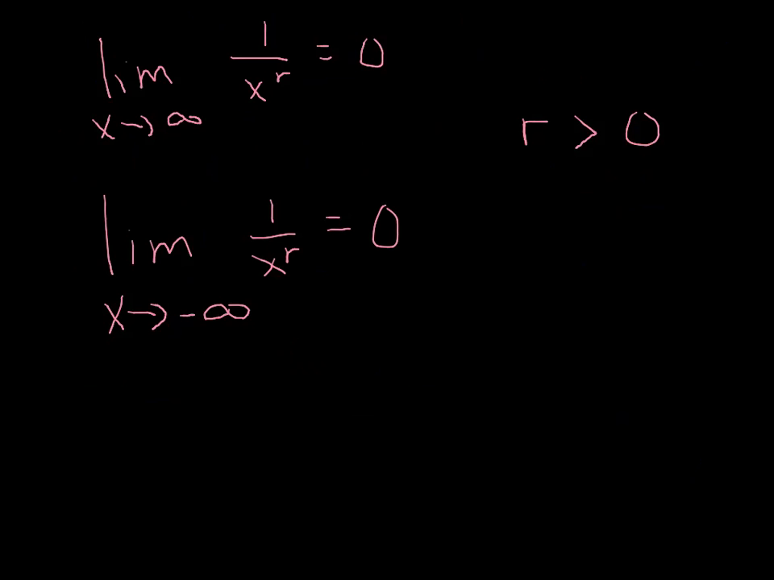And the same thing happens when I'm going to negative infinity. As these denominators increase in size, the value of the fraction itself will keep getting closer and closer to being 0. And that exponent r has to be a positive real number. So we want that exponent being a positive real number there.